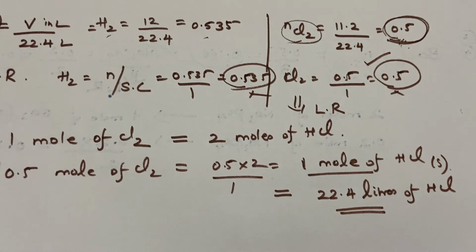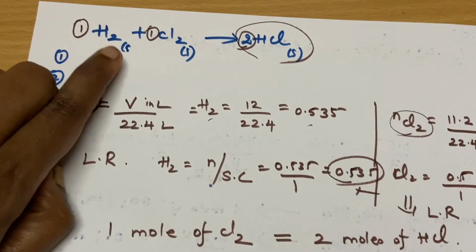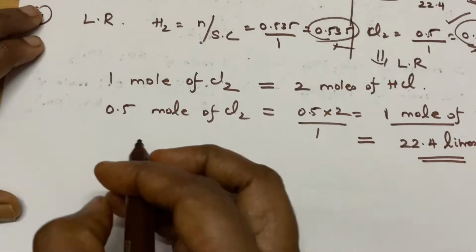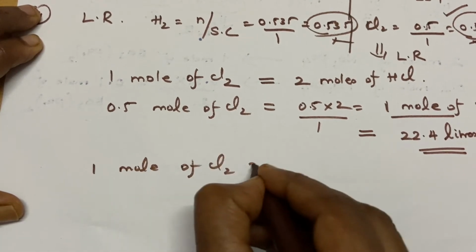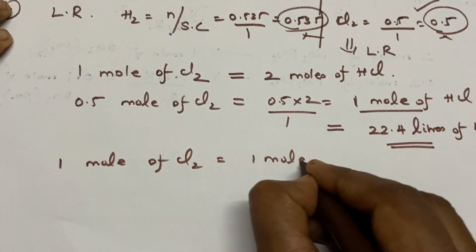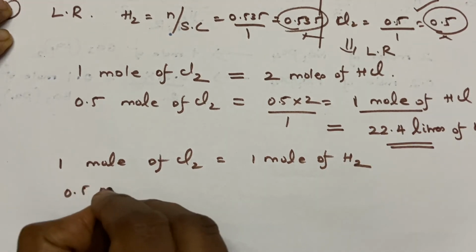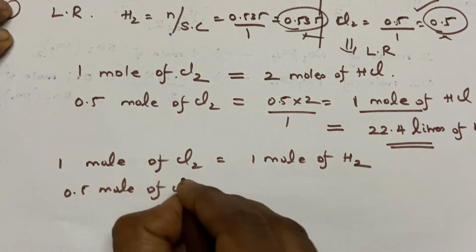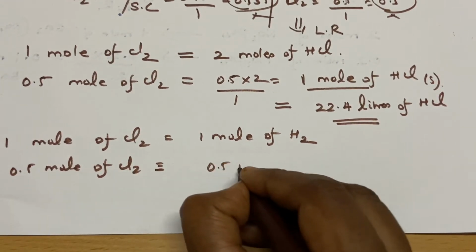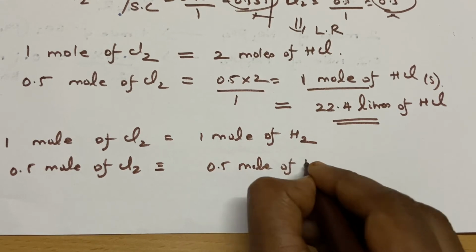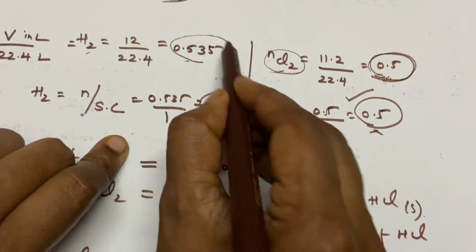Isn't it? So you have to find that out also. So 1 mole of chlorine reacts with 1 mole of hydrogen, correct? So 1 mole of chlorine requires 1 mole of hydrogen. So 0.5 mole of chlorine would have used 0.5 mole of hydrogen. But what is the given mole of hydrogen?